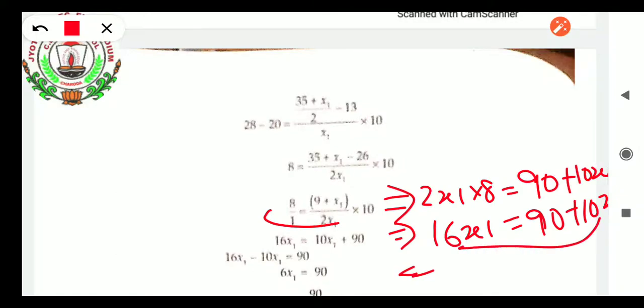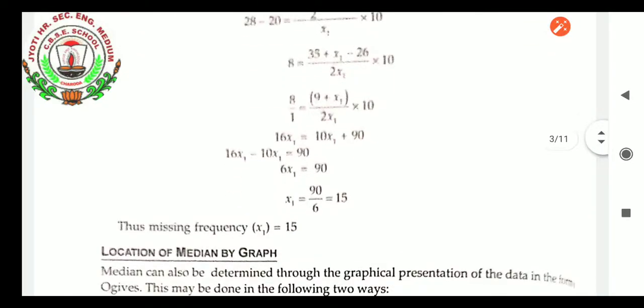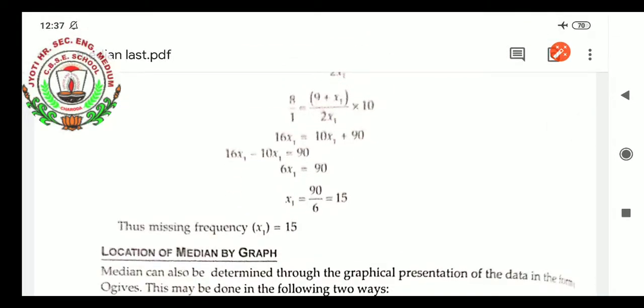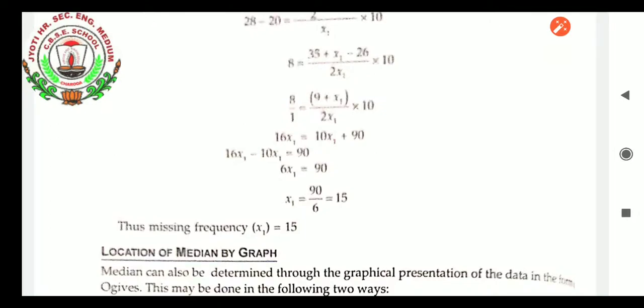10x1 we will move here, that will be 16x1 minus 10x1 equals to 90. How much will be? 6x1 equals to 90. 90 divided by 6, it will be 15. So this is the missing frequency which we were not having, okay. So this way we had calculated the missing frequency, student, how the missing frequency has been calculated.